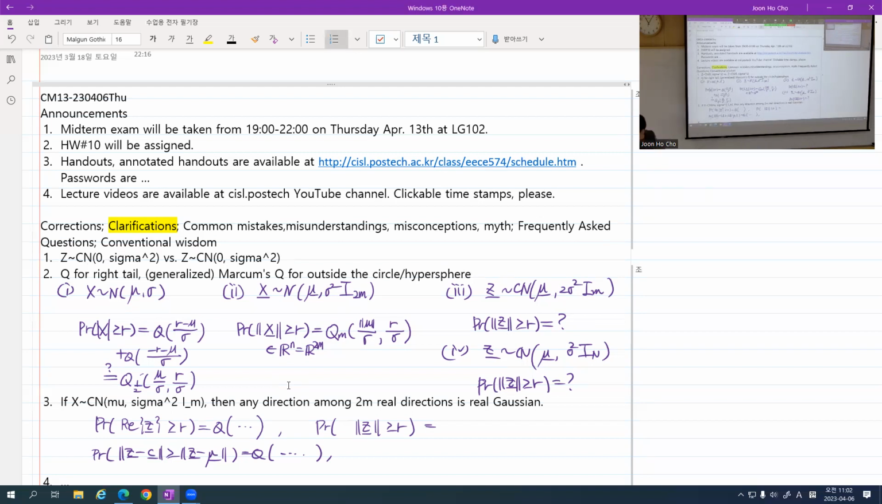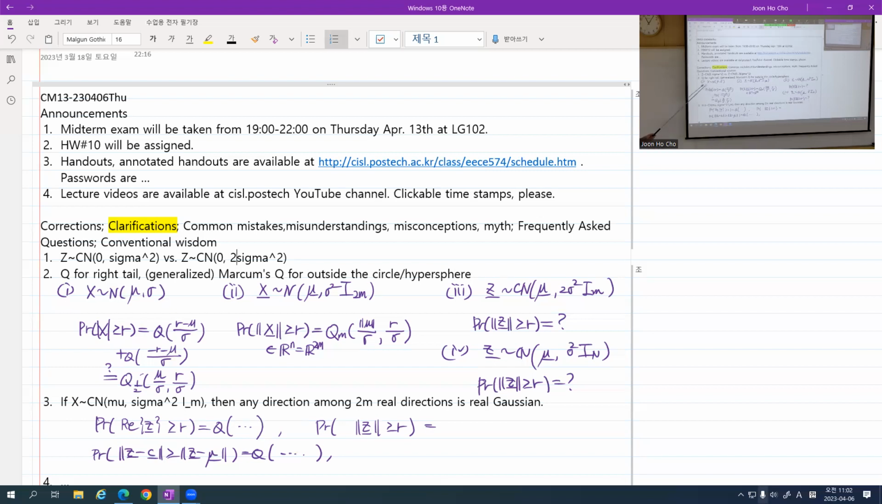However, you must be careful. Here, if you decompose this complex Gaussian random variable into real and imaginary parts, each one has variance sigma square over 2 in this case. Here, your variance is sigma square. Got it? So when you use Q function, for example, then you must be careful. When you use Marcum's Q function or generalized Marcum's Q function, you must be very, very careful.